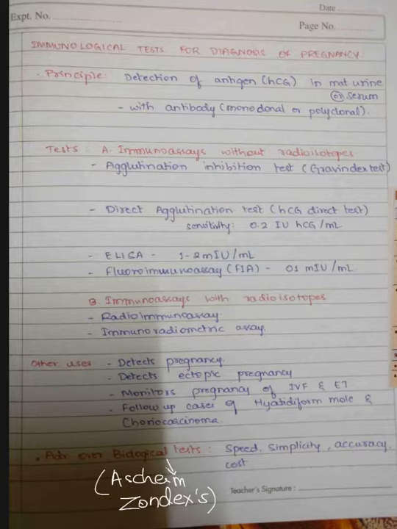And second will be the direct agglutination test, which is also called the HCG direct test. And the next is the ELISA test, or the card ELISA test. Fluoroimmunoassays also are there. Immunoassays with radioisotopes include the radioimmunoassay as well as the IRMA, also called the immunoradiometric assay. And the other uses of this test: first, it detects pregnancy.